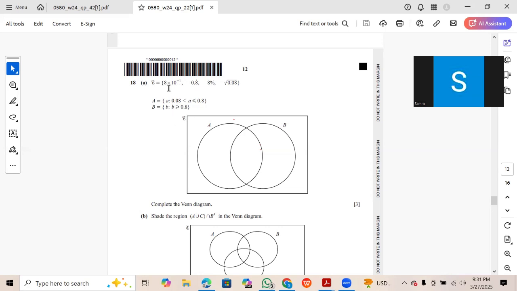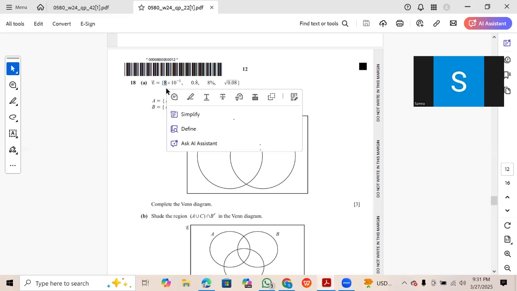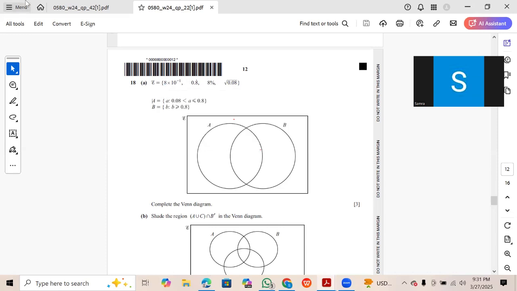Okay, so this is 8 into 10 power minus 1. This is the number with powers. Tell me this number in points, like how we will convert it. Yes, this will be 0.8. Okay, now convert. The next one is already in points.